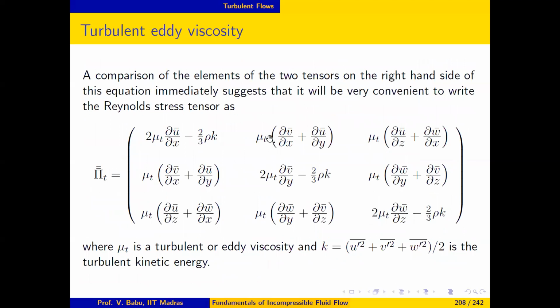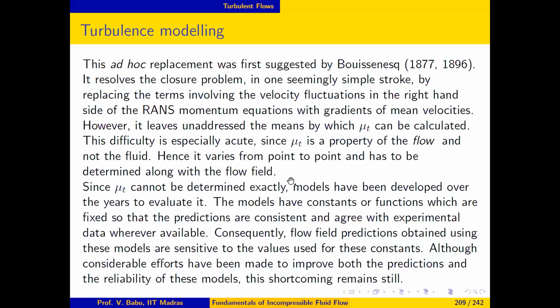So capturing all this in one single term, all these effects, the fluctuations and the stresses due to that, in one single term is actually a very tall order, and that actually is the weakness of the Reynolds-averaged Navier-Stokes equations. The idea that all the stresses due to the turbulent fluctuations can be captured by one single quantity is actually a very difficult thing to do. So mu t cannot be determined exactly because we are not solving for the fluctuations. We are only solving for the flow field. So we have to develop models for mu t.